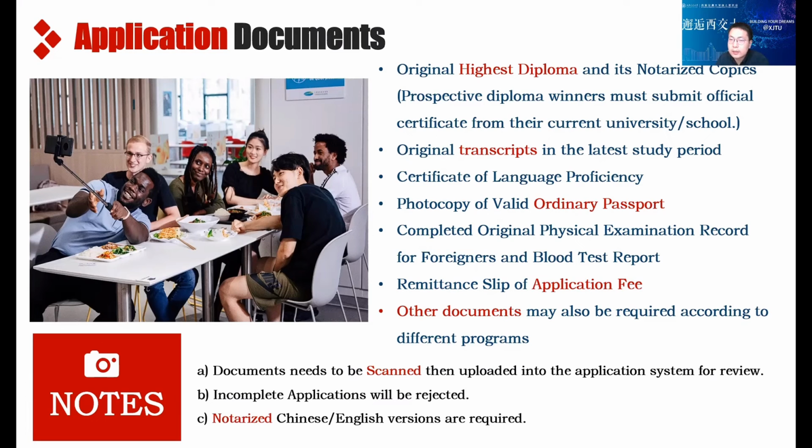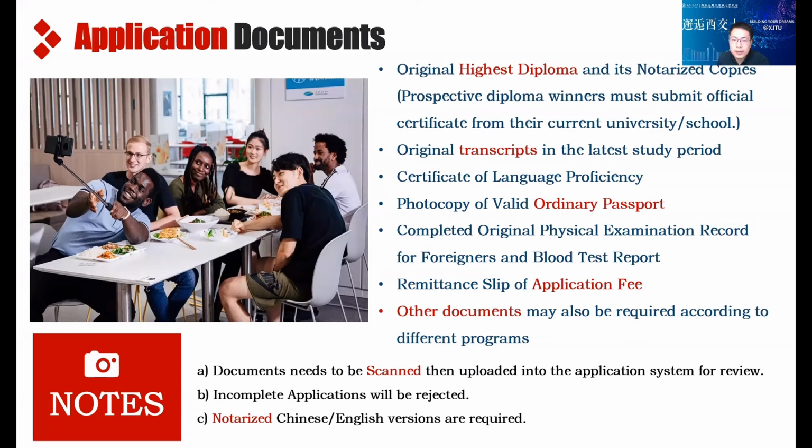And besides all these documents, we still require an application fee, which is 500 RMB for the self-sponsored programs and 800 RMB for the scholarship programs. You can now pay online by bank transfer. Other documents may also be required according to the different schools and different programs. And for your information, there are 3 notes for you to bear in mind. The first one is that all the documents need to be scanned, which means they have to be clear enough for us to check and review, and then uploaded into the application system.